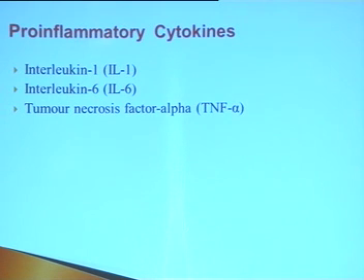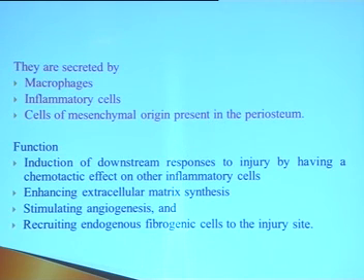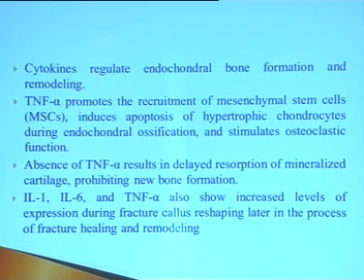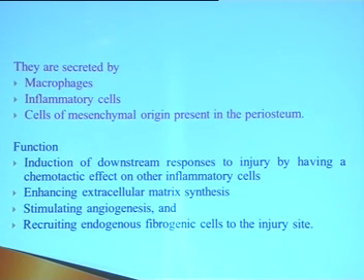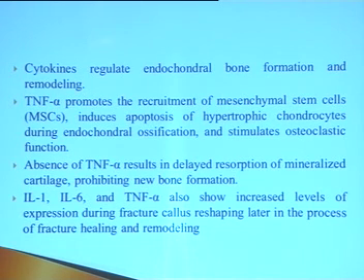In pro-inflammatory cytokines, basically which we know are interleukin 1, interleukin 6, and tumor necrosis factor alpha. These are secreted by macrophages and inflammatory cells, and also the cells of mesenchymal origin in periosteum. The function of these cytokines is the induction of downstream responses to injury by having a chemotactic effect, enhancing extracellular matrix synthesis, stimulating angiogenesis, and recruiting endogenous fibrogenic cells to the injury site. These cytokines regulate the endochondral bone formation and remodeling.